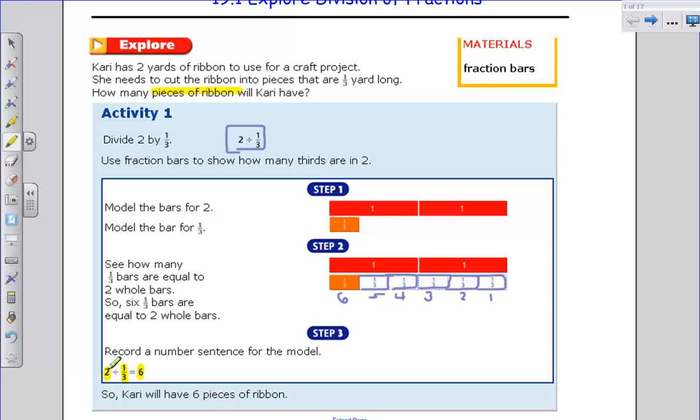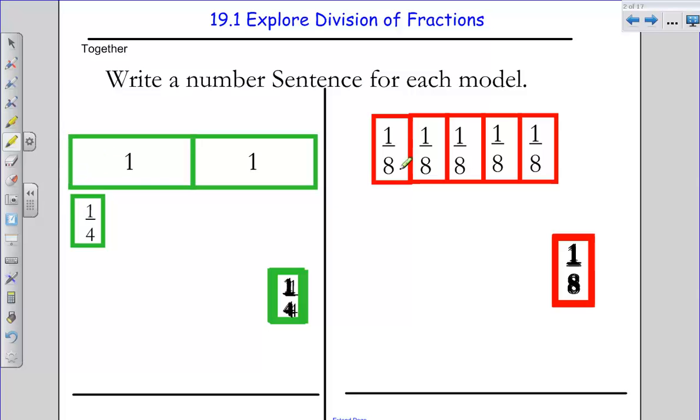Okay, so again, my dividend always goes on top, and my divisor goes on the bottom when I'm talking about my fraction strips or my fraction bars. Okay, so let's do a couple of example problems together, then you're going to do a couple by yourself. The first thing we want to do is write a number sentence for each model.